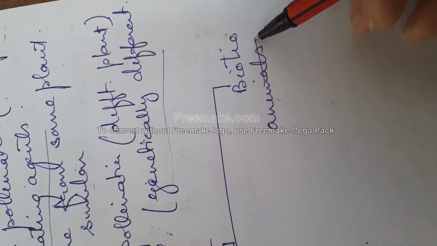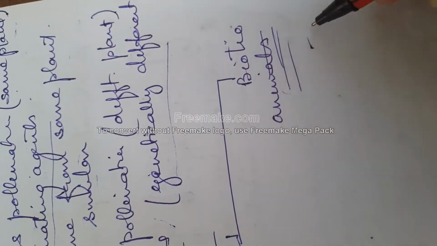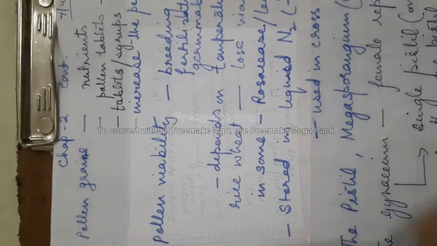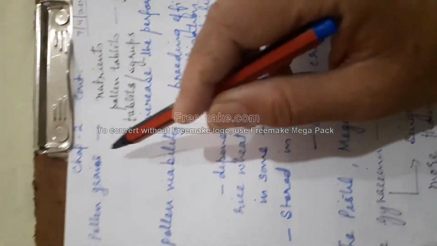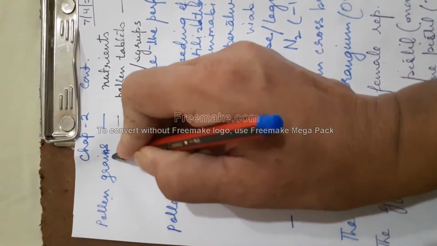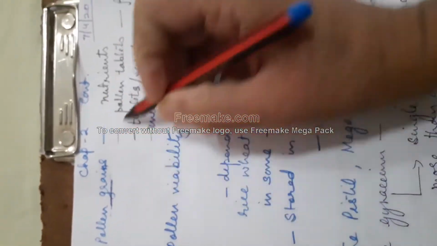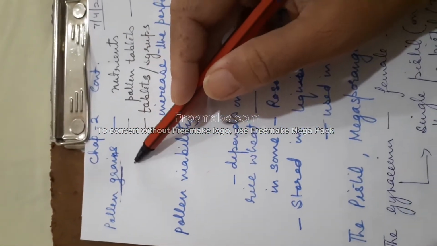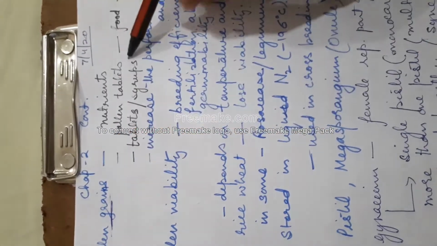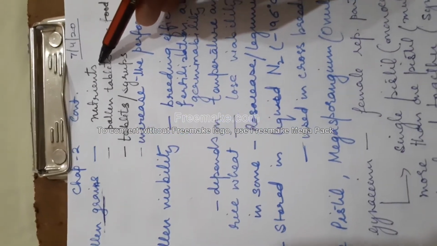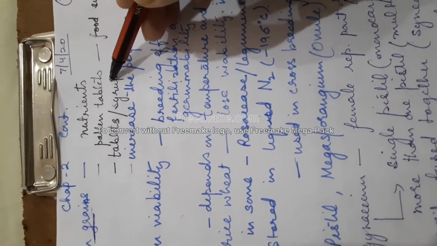Whereas in biotic factors, we will be studying animals and other agents in the next topic. Good morning. In continuation with chapter 2, today we are taking up the topic of pollen grains. In the last video you saw its structure and functions, now the uses. Pollen grains basically contain nutrients.